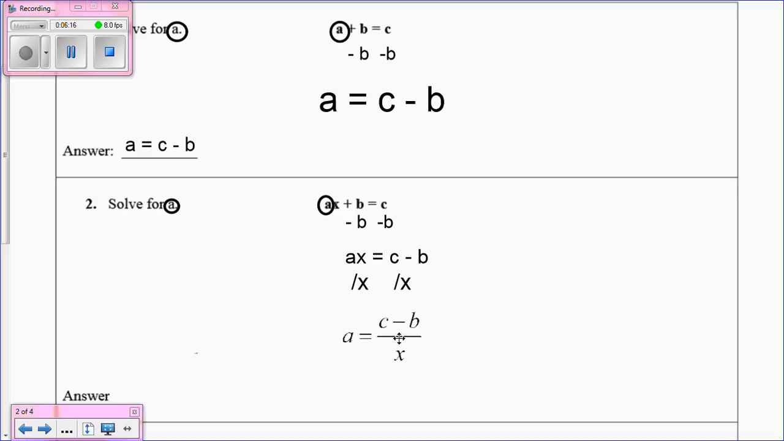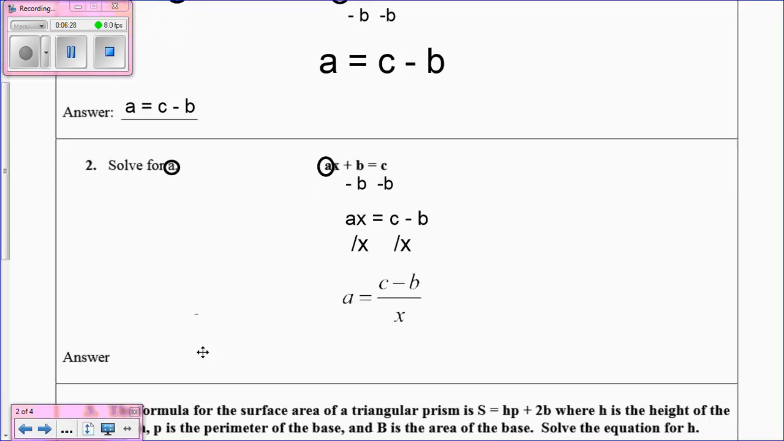So that's going to leave me with a equals c minus b all over x. That entire side got divided by x. Not just the c, not just the b, the whole side. Okay, so that means my answer is a equals c minus b over x.